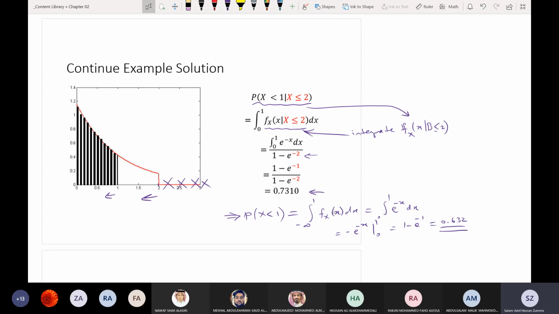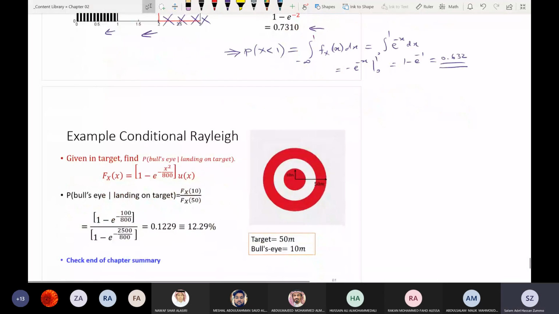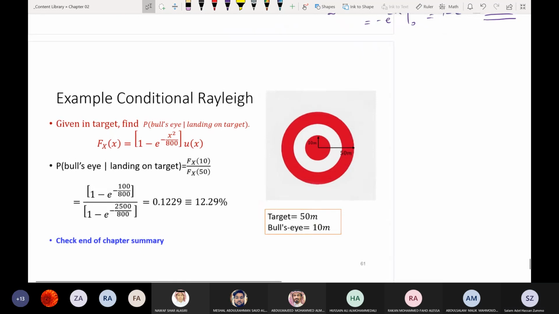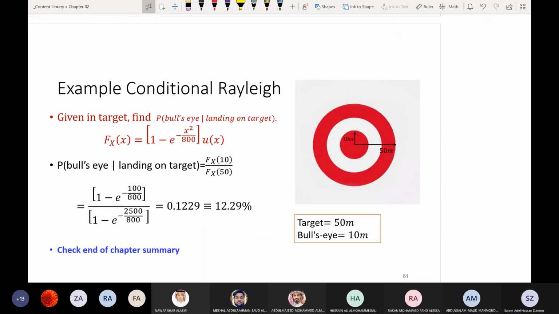Any question? طيب, the last question is, or the example is the following. We have a target اللي هو within 50 meters. You can see the picture. And we have the bullseye, which is 10 meters. So this is the target. Anything that you get over this larger red circle is what we call the target. Anything that you get at the smaller red circle is what we call the bullseye. The bullseye is 10 meters. The target is 50 meters radius.